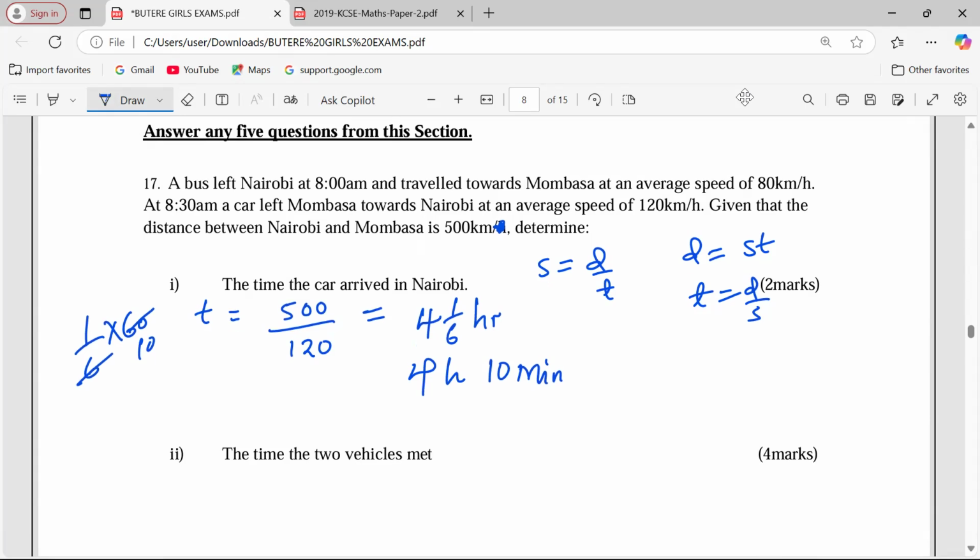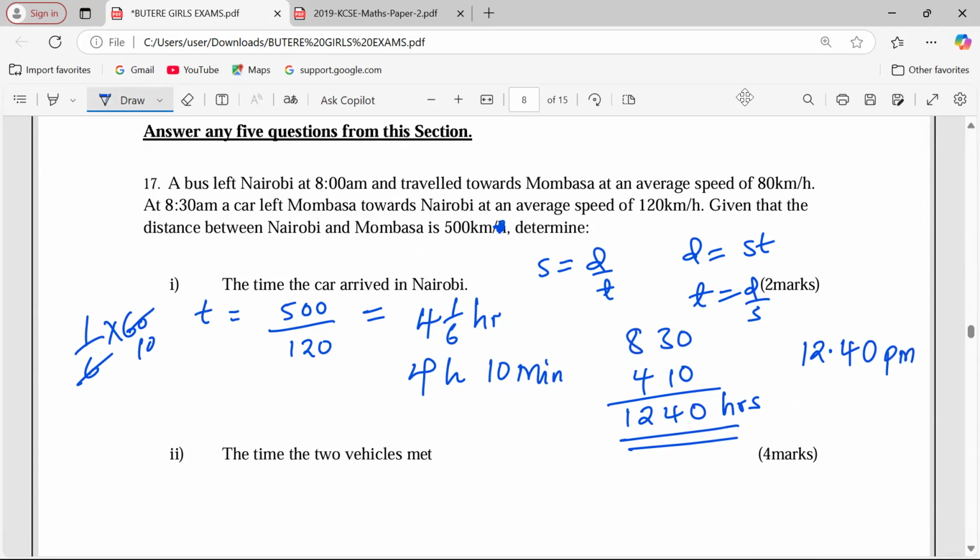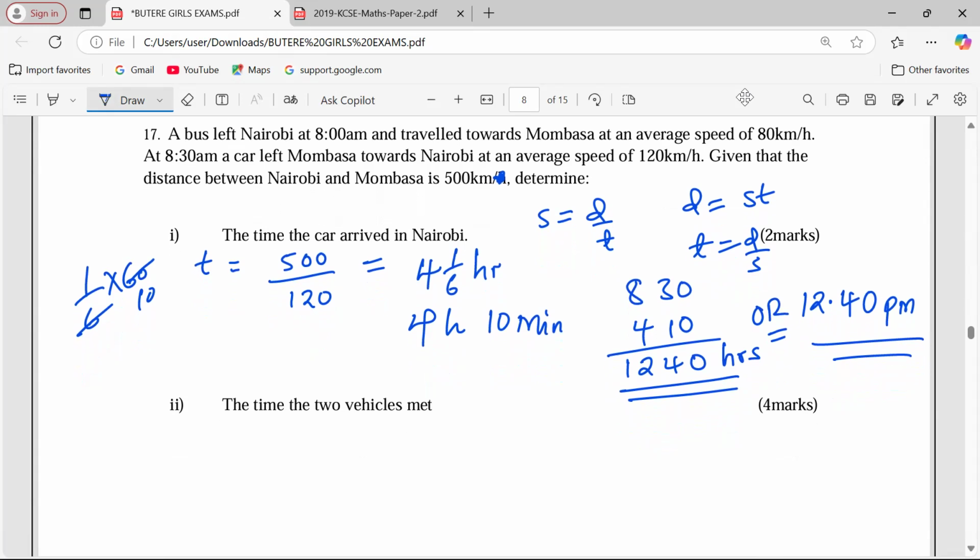Now, from 8:30, we are adding 4 hours, 10 minutes. And this gives us 12:40 hours. This is the time of the day when the car arrived at Nairobi. This can also be expressed as 12:40 p.m. in the 12-hour clock system. So any of these expressions will be correct. So that's how we get the time the car arrived in Nairobi.